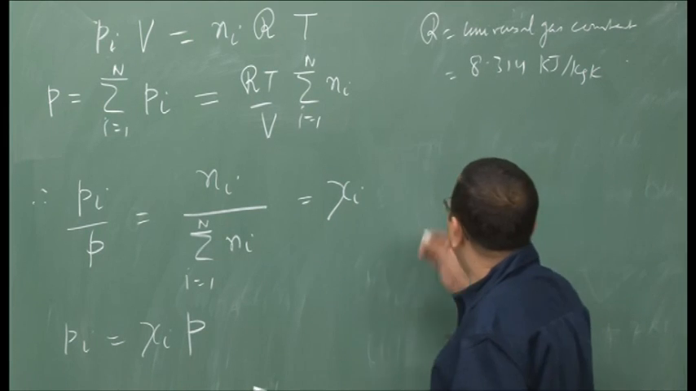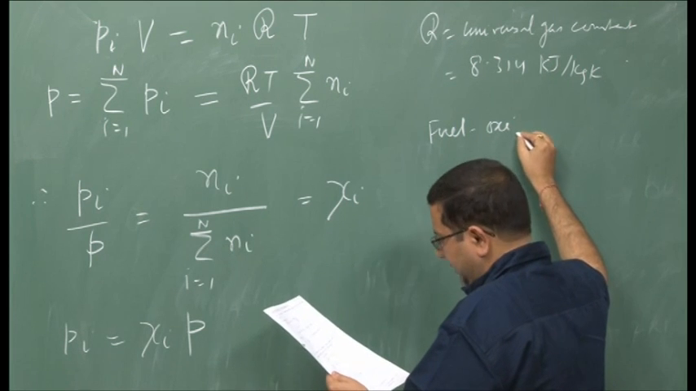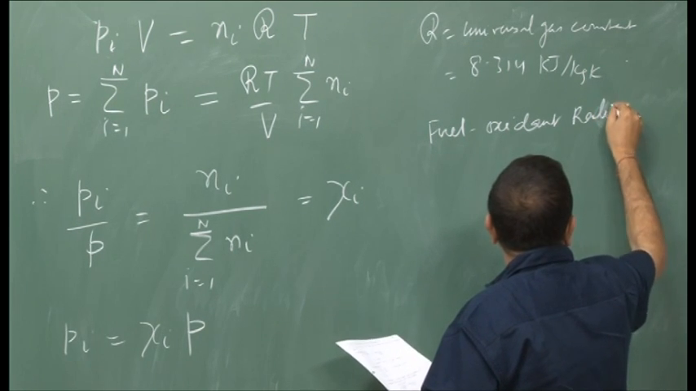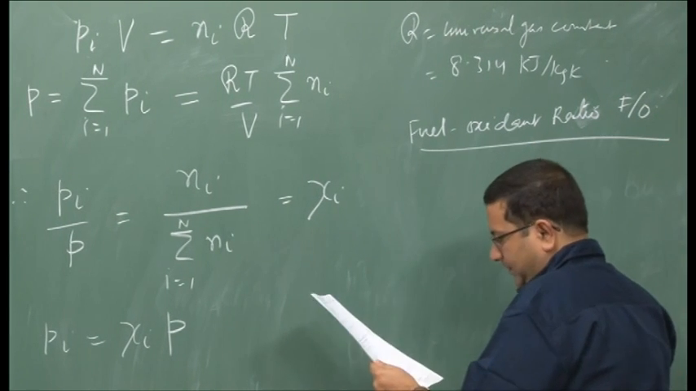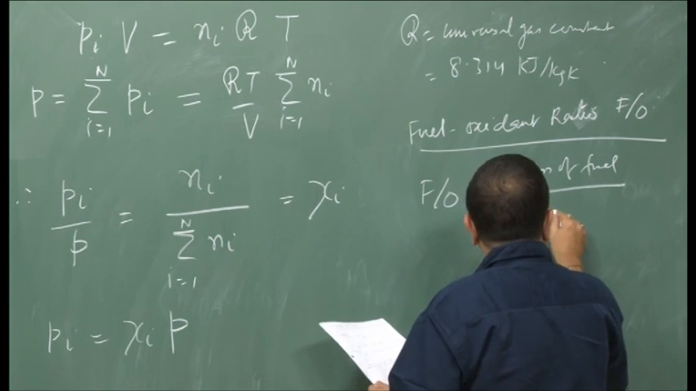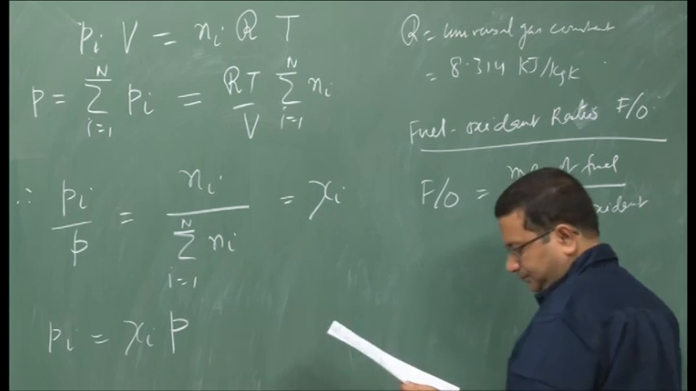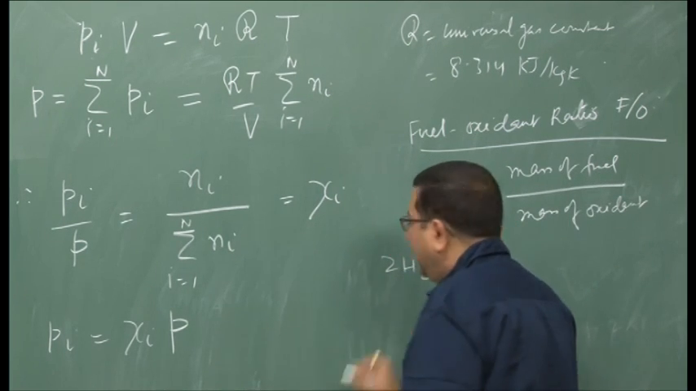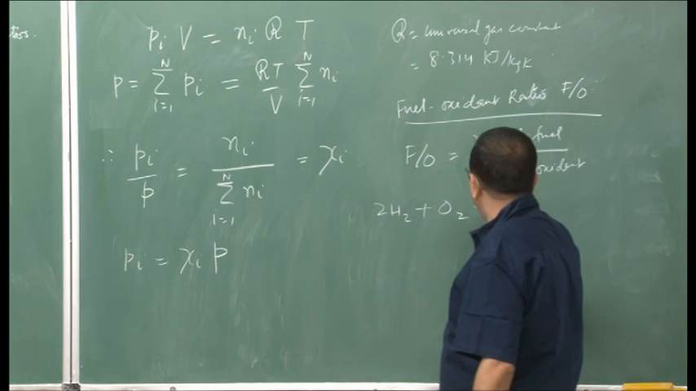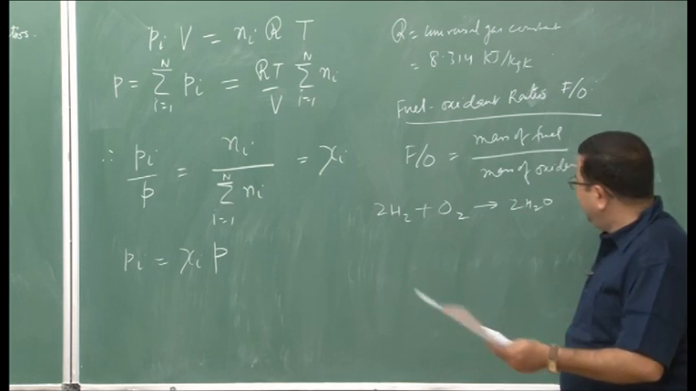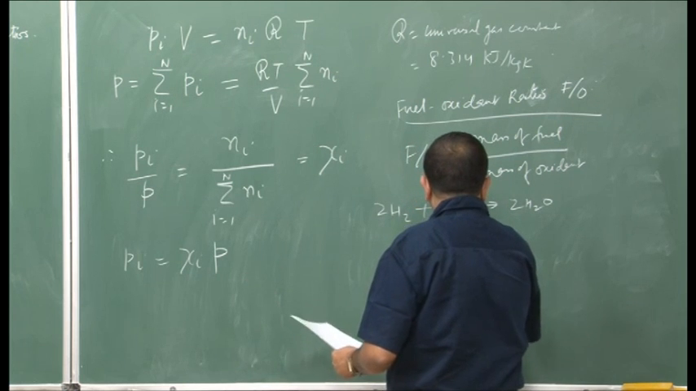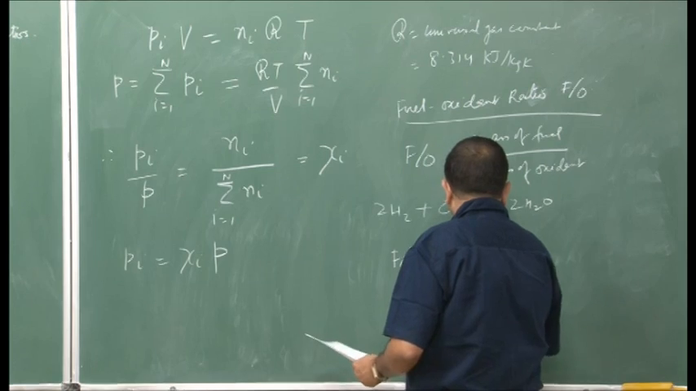Now, the third way of defining is fuel oxidant ratio, given by F by O. So, this is defined as the mass of fuel divided by the mass of oxidant. For example, let us say if we are looking at hydrogen and oxygen, that is cryogenic propellants. So, therefore, for this reaction we have 2H2 plus O2 giving 2H2O. For this, what is my fuel oxidizer ratio? What is my fuel here? Hydrogen is the fuel. So, mass of hydrogen divided by the oxidizer, which is oxygen, mass of oxygen.